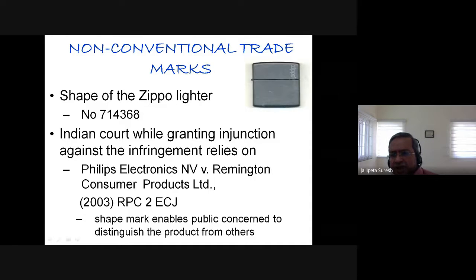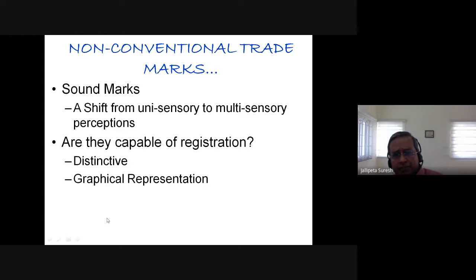When you look at the shape of a trademark, what you see is a very famous lighter, a Zippo lighter, where in India, for the first time, the shape of the trademark as a shape was protected, and it was enforced. Now, let's move on to other non-conventional trademarks, the sound marks.